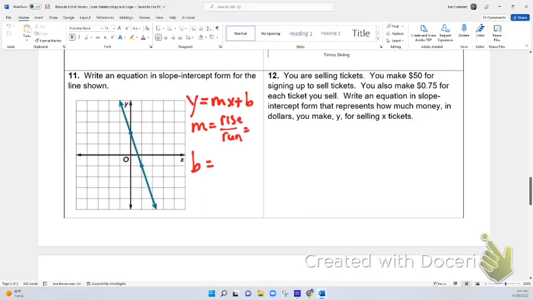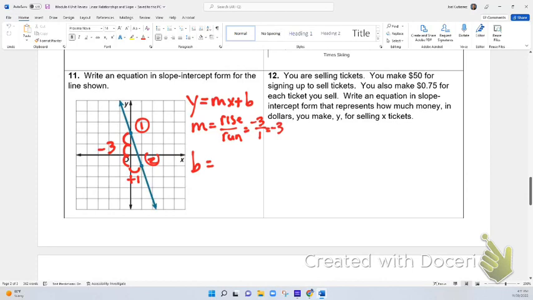So you choose any 2 points on here. You notice that we gave you 2 points. So I'm going to call this point 1. I'm going to call this one point 2. So if I go from point 1 to point 2, we're going to go down 1, 2, 3 spots. And then I'm going to go over to the right 1 spot. So my slope becomes a negative 3 over 1. Or you can simply just say negative 3.